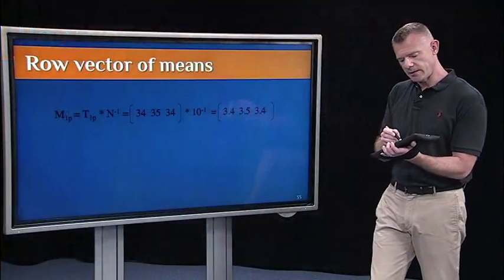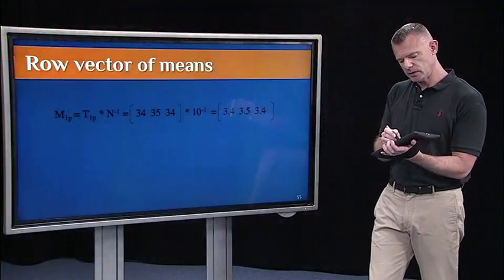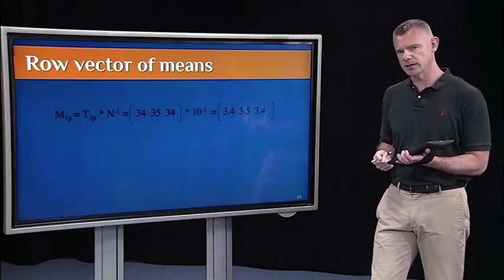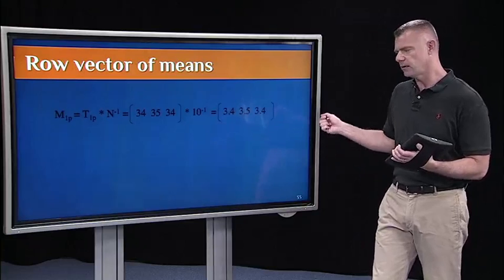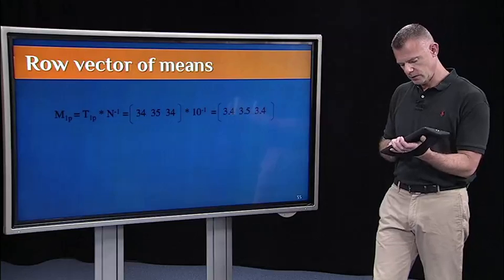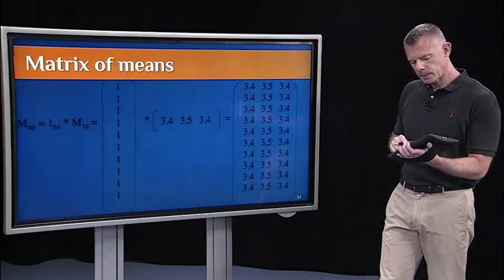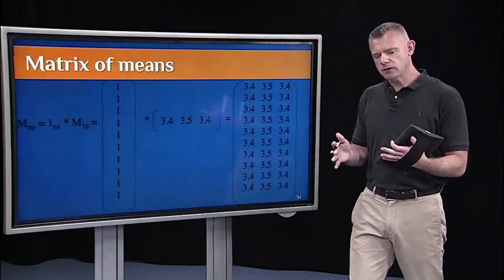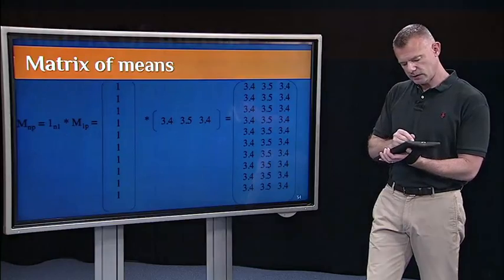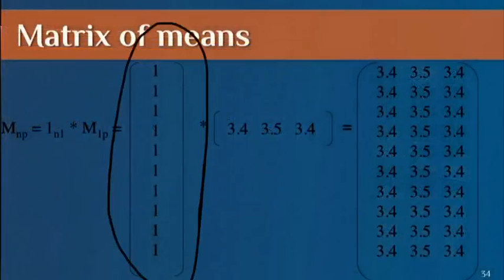So if I multiply that matrix of sums times 10 to the negative 1, that's the same as saying dividing by 10, but that's how we write this in matrix algebra, then I get the means. So now I have a matrix of means, or what I call here a row vector of means. Now I can get an entire matrix of means if I just take a column vector of 1s, that's this guy, it's a column vector because it's just one column, multiply it by this row vector of means, now I have a matrix of means.